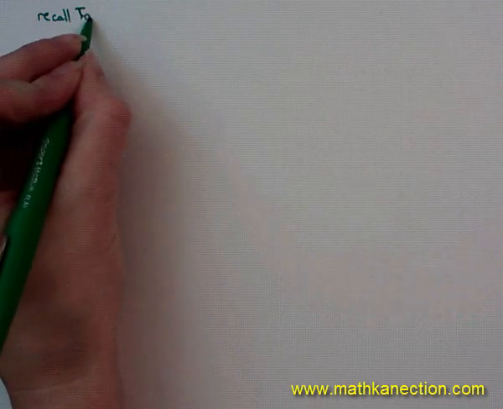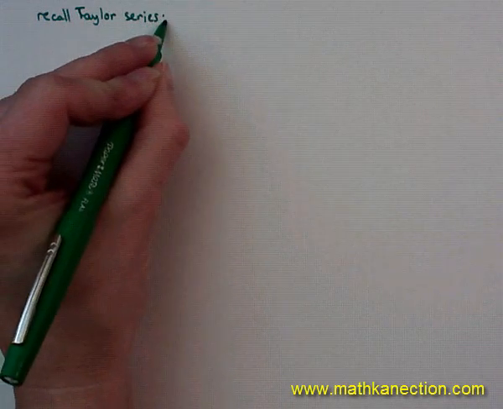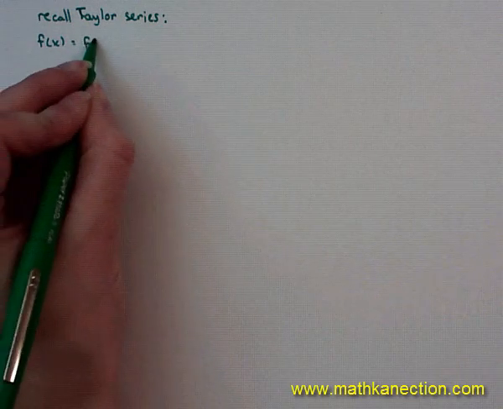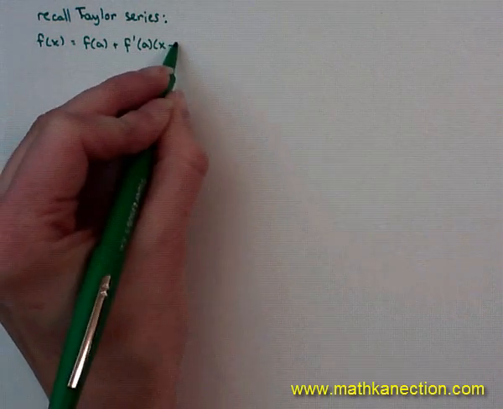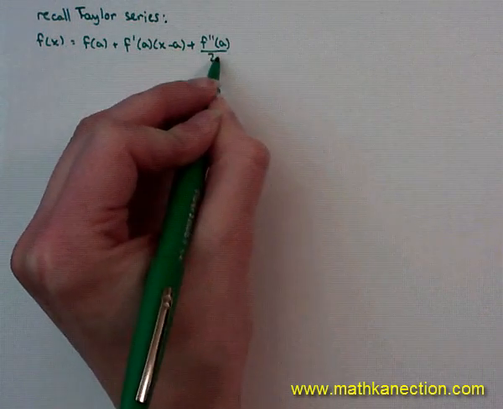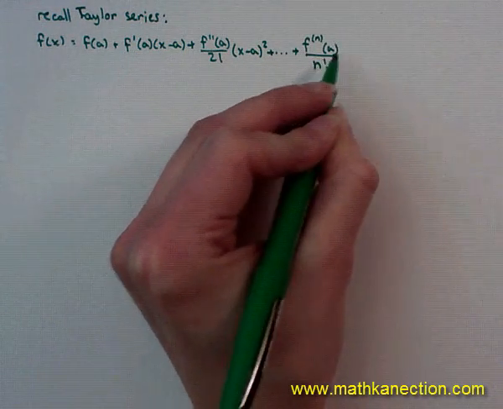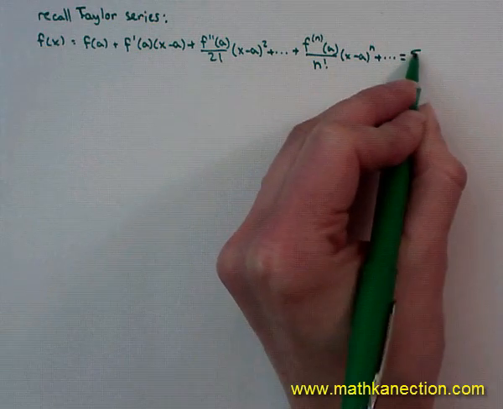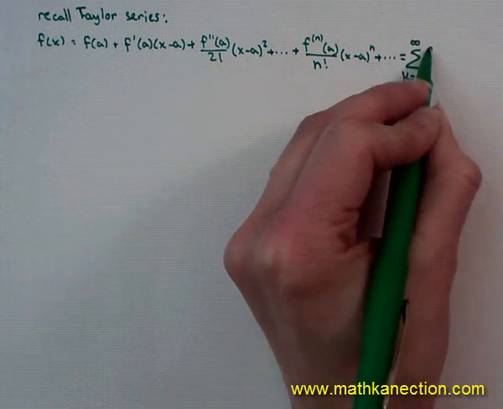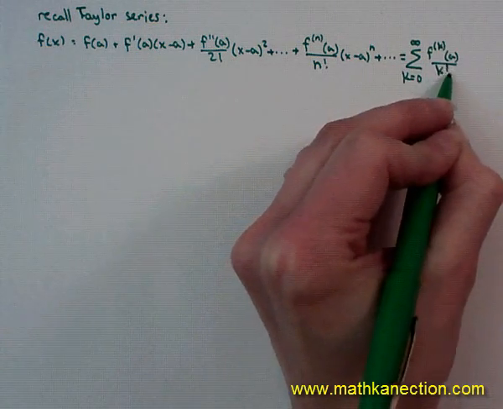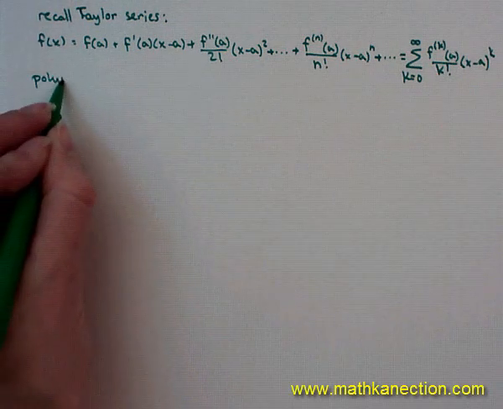So we're calling the Taylor series, which is f of x is equal to f of a plus f prime of a times x minus a plus f double prime of a over 2 factorial times x minus a to the second, plus on to the nth derivative of f at a over n factorial times x minus a to the n. And that's the summation of k equals 0 to infinity of the kth derivative of f at a over k factorial times x minus a to the k.